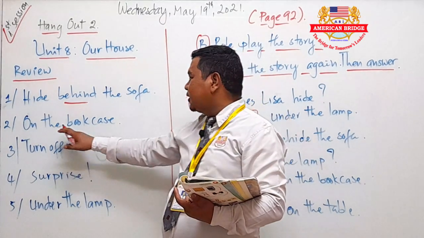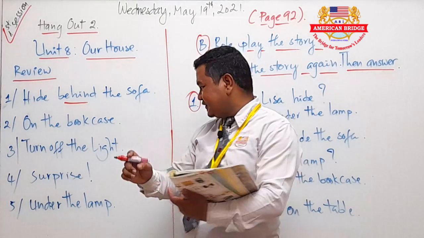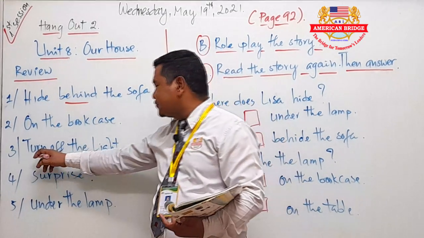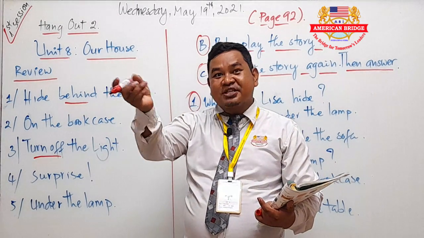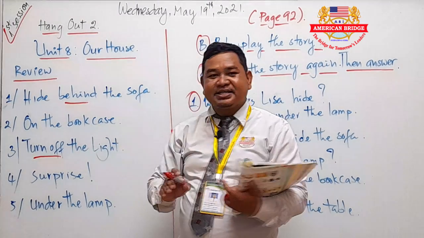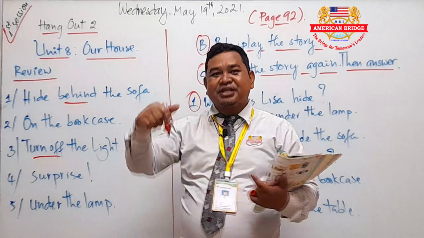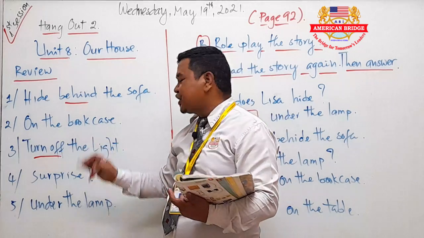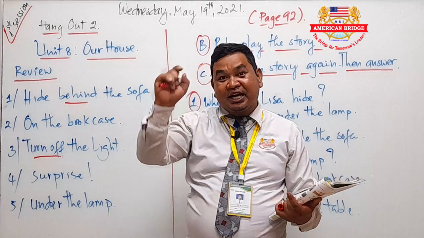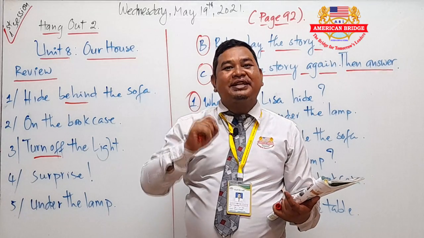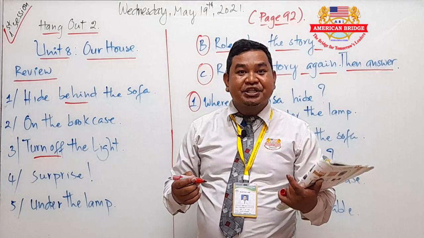Hide behind the sofa, on the bookcase, turn up the lights. Turn off is the opposite of turn on. Turn off is the same as close, and turn on is the same as open. So turn off the light means you close the light, and turn on the light means you open the light. Usually with the light, you say turn off and turn on.